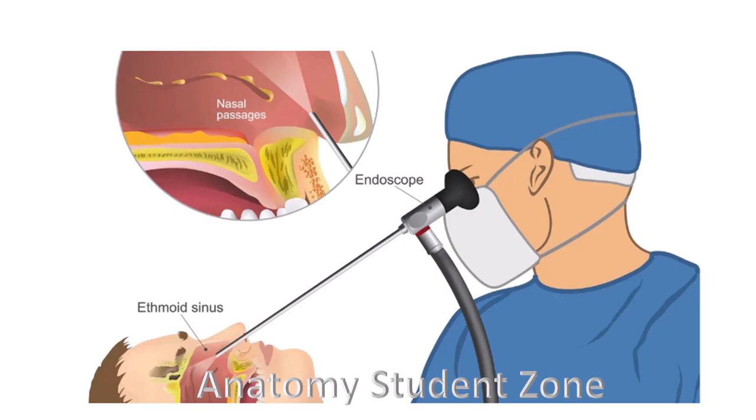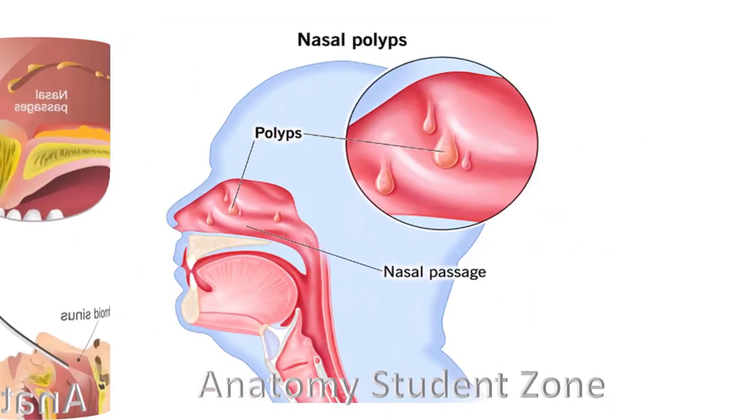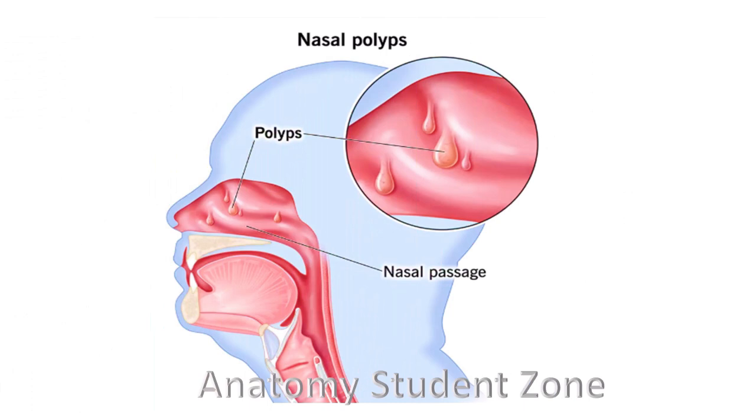Nasal polyps, which are chronic inflammation of the lateral wall, are quite common in the middle meatus. Most patients present with nasal polyps in the middle meatus. And whenever there is a formation of polyps, we know there will be obstruction, and whenever there is obstruction, the patient will also have difficulty in sinus drainage.